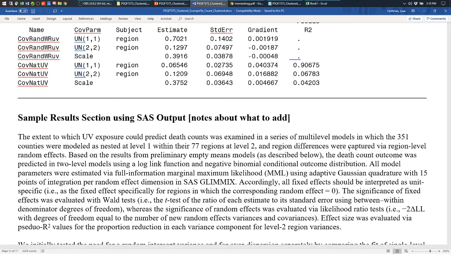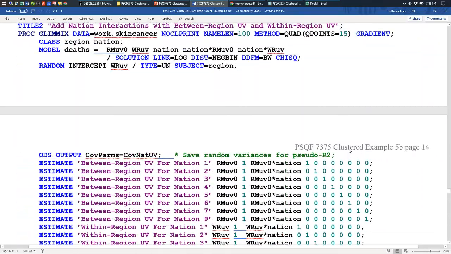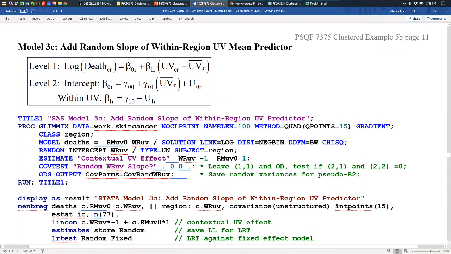Can we come back to the 11 of random variable slope? Page 11. There I am. Yeah. So the first dot, you just leave the first level fixed effect alone. No, the dot is leave the random intercept in there. So we're testing just the new addition of the random slope and its covariance with the random intercept. Yeah, leave that one in, is what the first dot is saying.